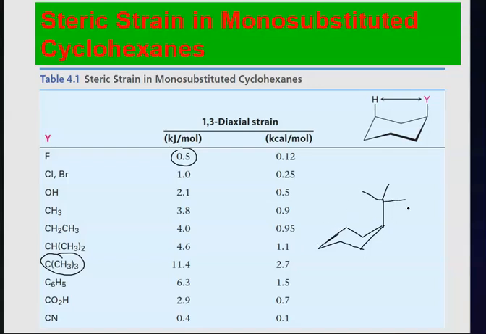So look at that. This is such a large group. So the interaction of these hydrogen atoms will be much larger. So that's why, see, it's 11.4 kilojoules per mole. But if this was a small atom like a fluorine, then the interaction would be much less, but it will still have a 1,3 diaxial interaction.